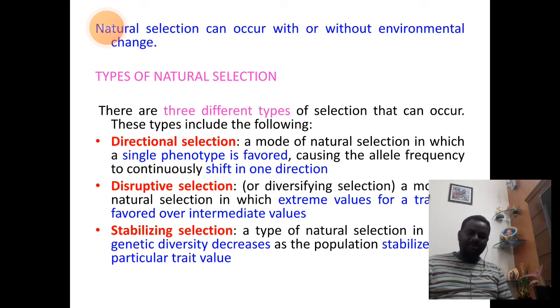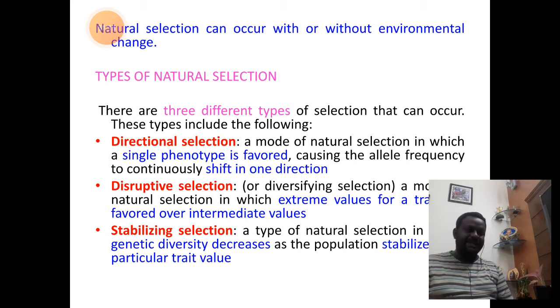Students, now under natural selection, we have learnt about the definition of natural selection, then components of natural selection, how it happens, then the process of natural selection, and examples related to natural selection. The next important concept is types of natural selection or types of selection. There are three different types of selection that occur in nature, in the changing environments generally. Namely, number one, directional selection, number two, disruptive selection, number three, stabilizing selection. It's simple to understand these three types.